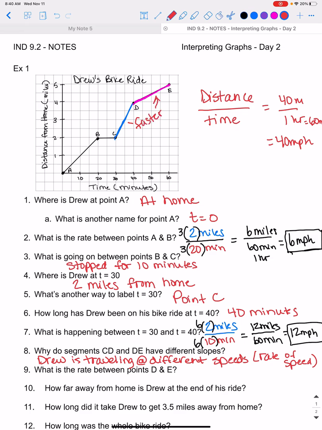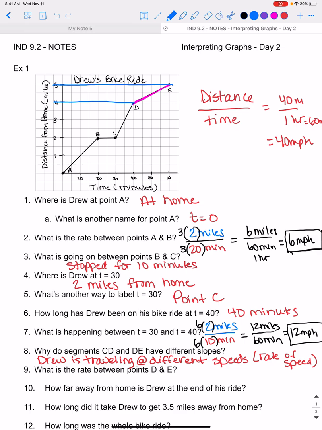Okay? All right, it says, what is the rate between points D and E? So points D and E here are that pink segment. And so let's look at what's going on here. So first, let's look at the distance traveled between D and E. So D and E is between 4 and 5 in the distance.